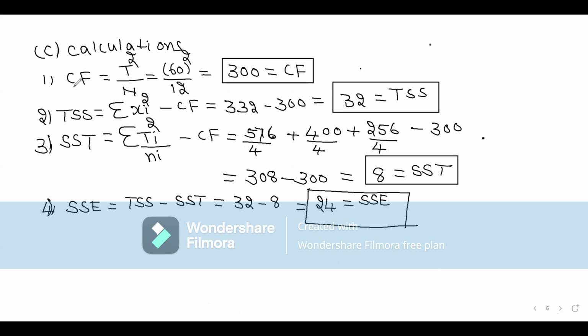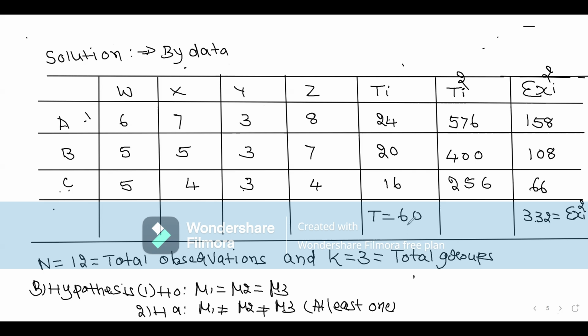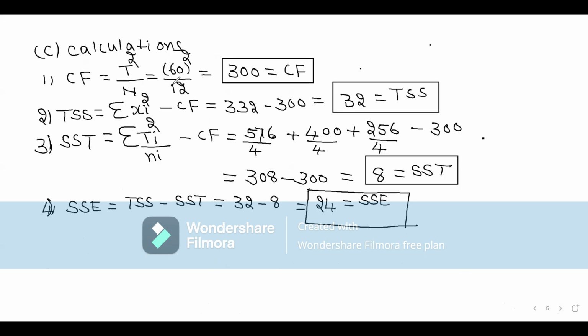Look here, CF calculation means correcting factor, T square upon n. T square, from the table you are getting, T square is 60, N is 12. 60 square divided by 12. Using the calculator it is 300. This is an important result, so a box is set for these marks.